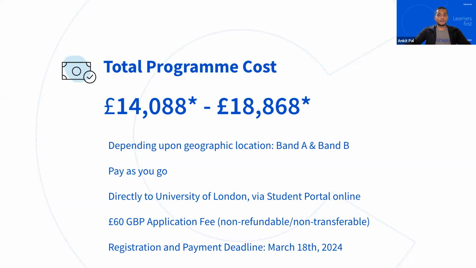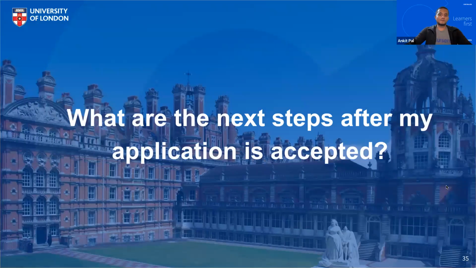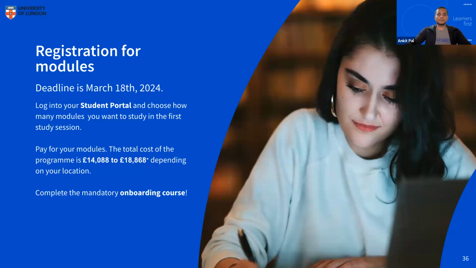Now, let's look at the next step after you have applied for the program and you've been accepted into the program: your registration. When you're ready to register for your modules, for which the deadline would be 18th of March 2024, log into your student portal using the login details the university will email to you. Once you've logged in, click the Register Now button and you'll be able to see which modules are offered in this session and register.